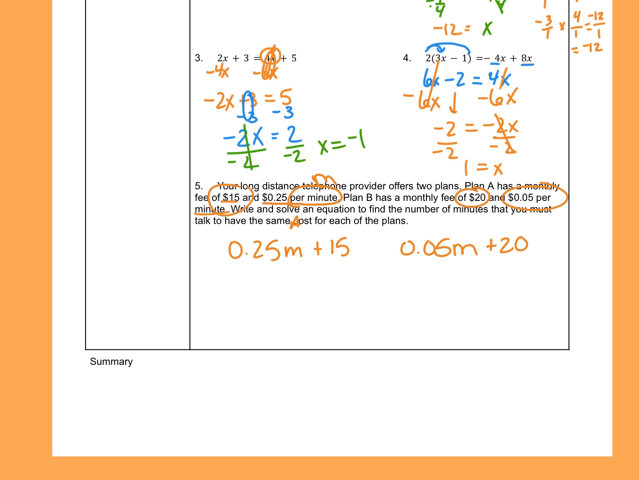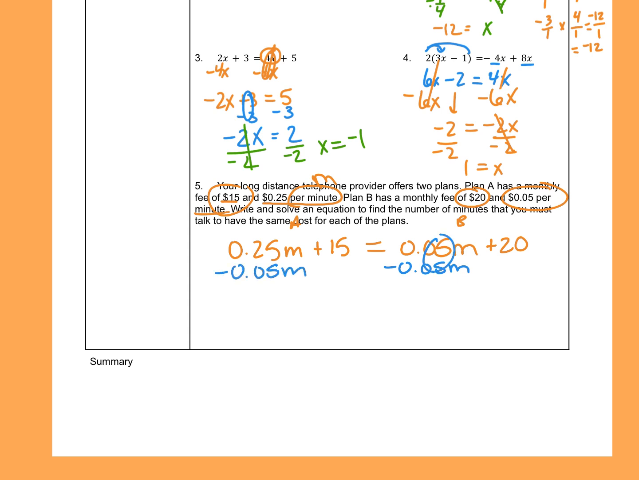And if we keep reading the problem, it says write and solve an equation to find the number of minutes that you must talk to have the same cost of each of the plans. So if they have the same cost, that means they have equal cost, which means plan A and plan B have to be equal to each other to have the same cost. So now we've got our equation. Just like we did before, we want to get all the variables to one side. Again, I like to get my variables to the left, so I'm going to move this by doing negative 0.05 m to move that to the other side, negative 0.05 m.